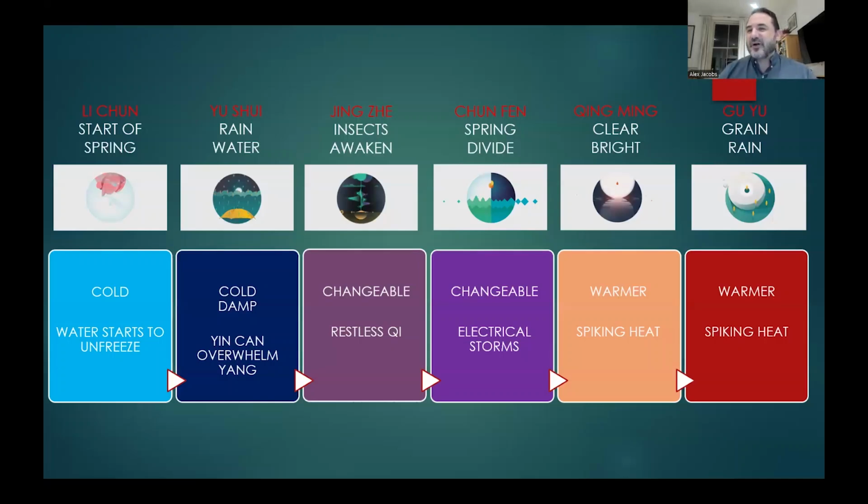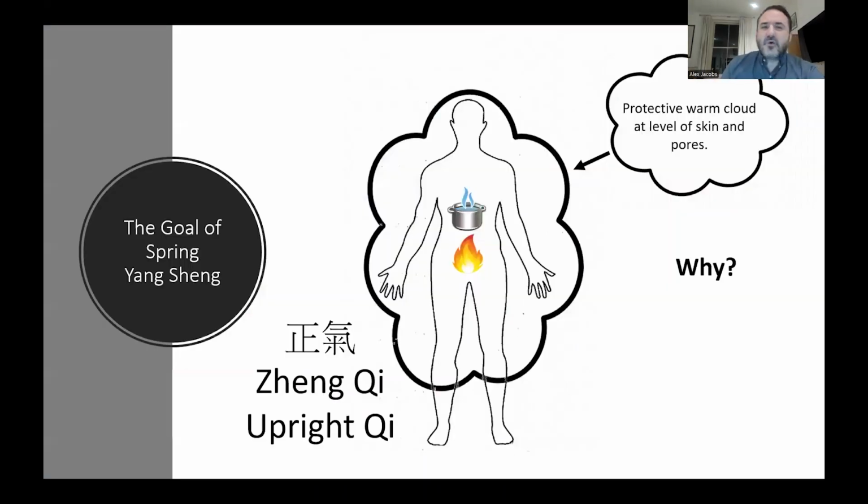Then you've got clear and bright, and you've got grain rain. But this is more an issue of spiking heat here. You have to start worrying about people who've got inflammatory conditions. Interestingly, I think there are statistics to say that during this time and early summer, you get more people with heart conditions. Very interesting, isn't it? How this all correlates. So, what do we do?